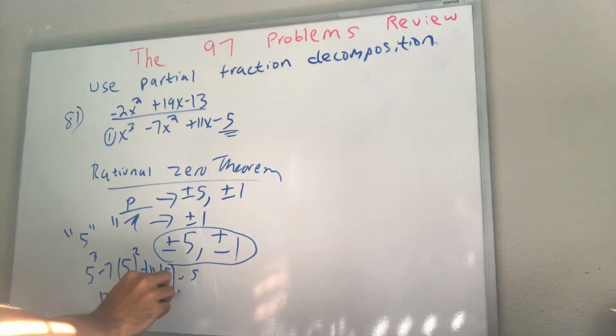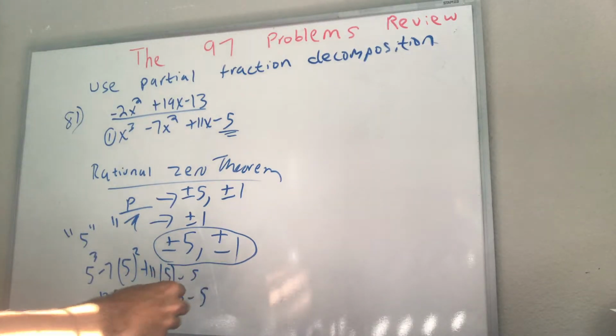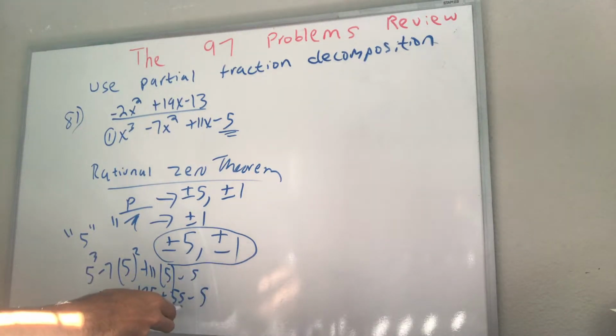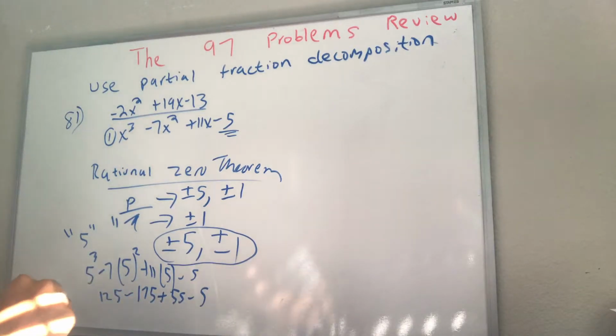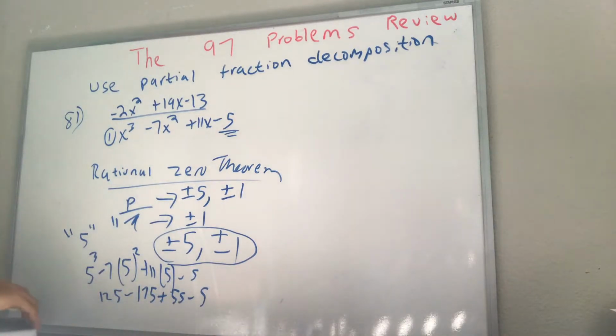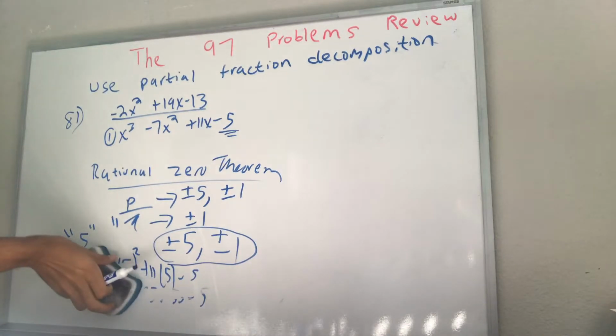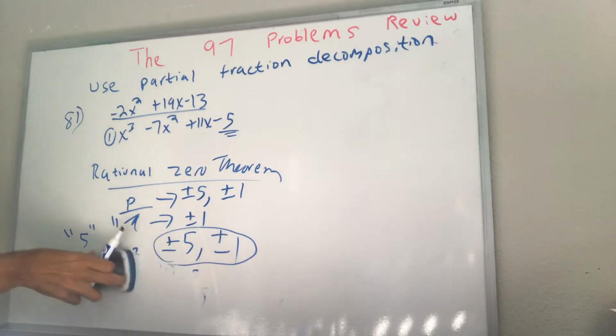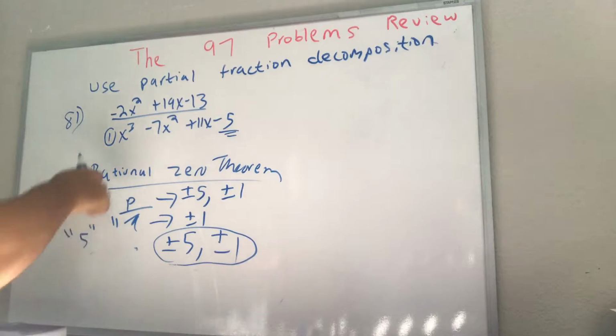And then we have plus 55, and then minus 5, right? So this over here is 50, plus 125 is 175, minus 175 is 0. So clearly we see that when we're plugging 5 in, this is giving us 0.